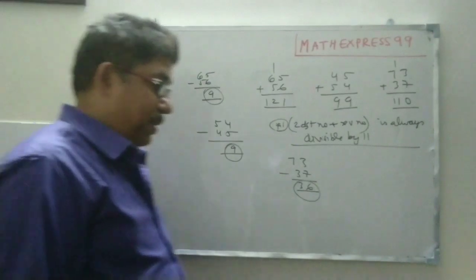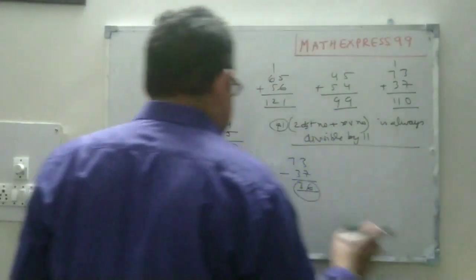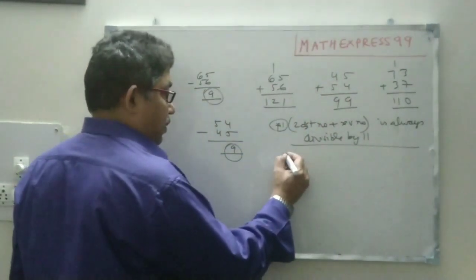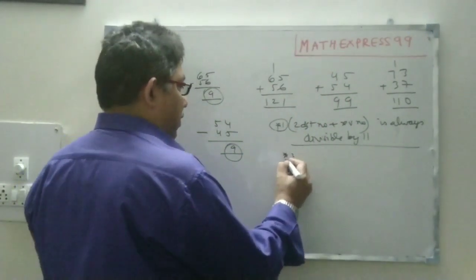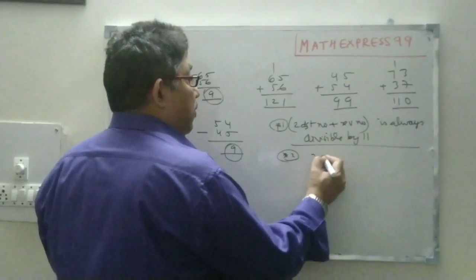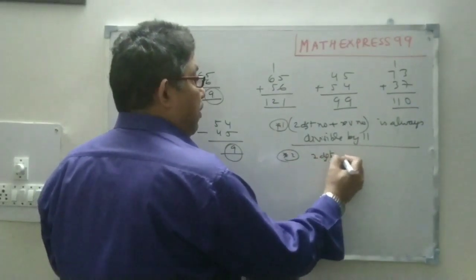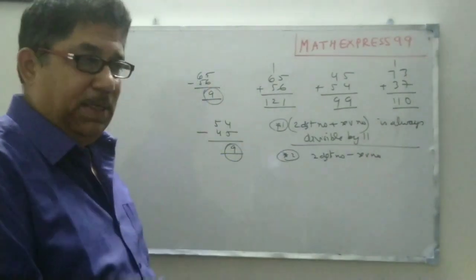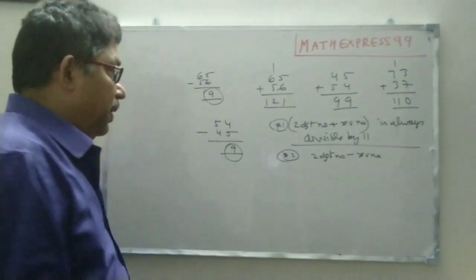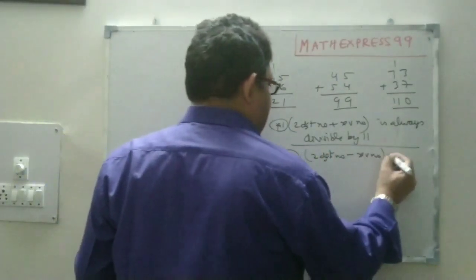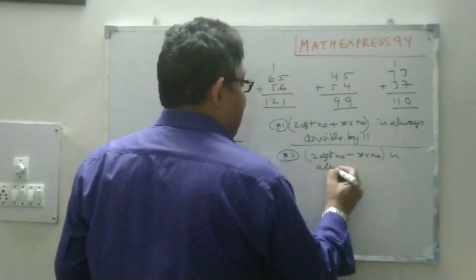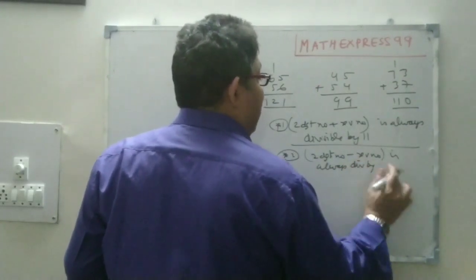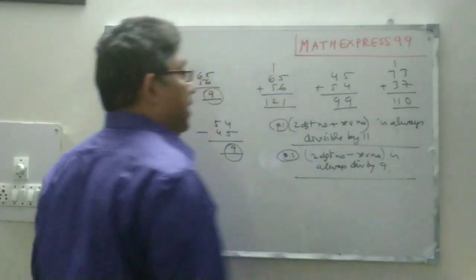So what is the second thing we have seen just now? We have seen that a two-digit number minus its reverse number, or reverse number minus the two-digit number if the reverse number is bigger, is always divisible by, not 11, sorry, divisible by 9.